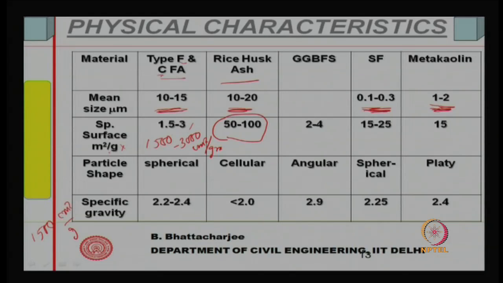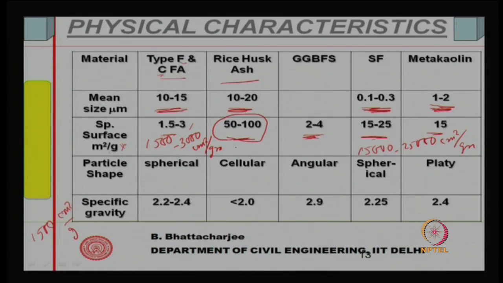Actually, the unit would be meter square per gram, but the relative values are the same, with a multiplication factor of 10. The relative scales are the same. You can see that silica fume has actually 15,000 to 25,000 centimeter square per gram. This is much higher, metakaolin is also higher, and rice husk ash is still higher. GGBFS is not so high; it is comparable to type C and type F fly ash.